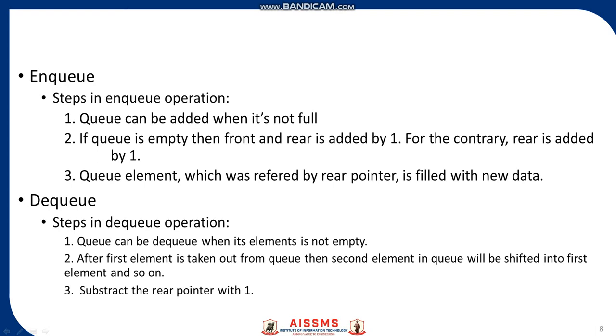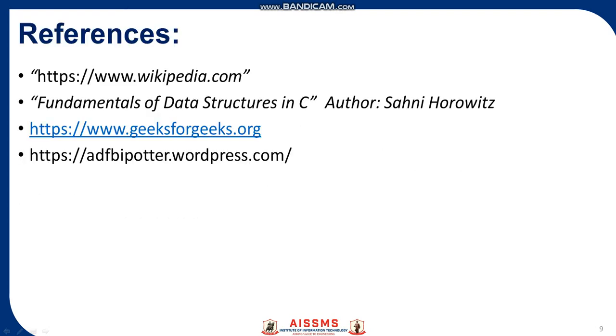Then the same for dequeue, there are some steps. A queue can be dequeued when it is not empty. After the first element is taken out of the queue, the second element in the queue is shifted into the first position, and so on. So whenever you remove an element, subtract the rear pointer by 1.